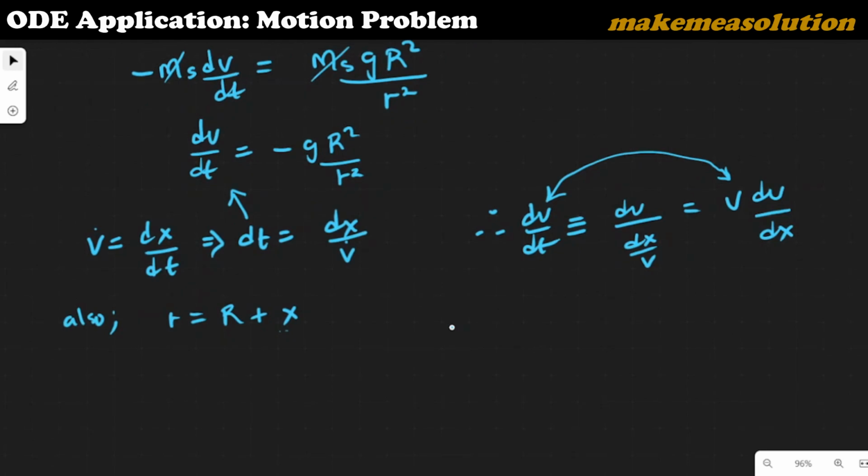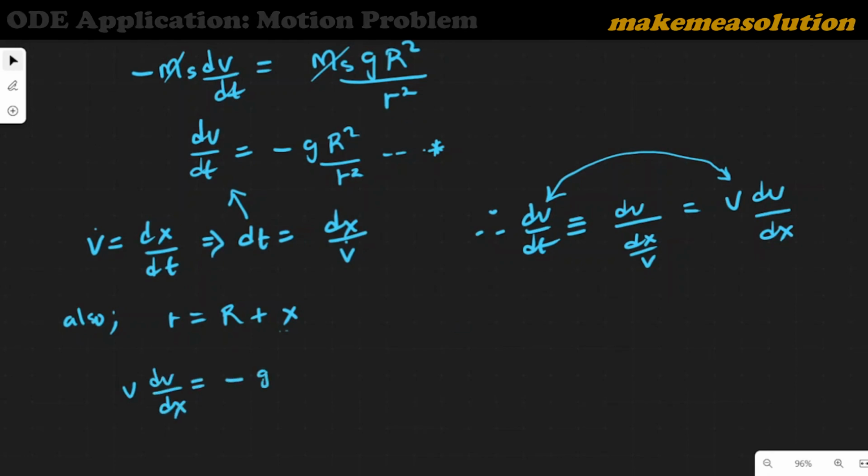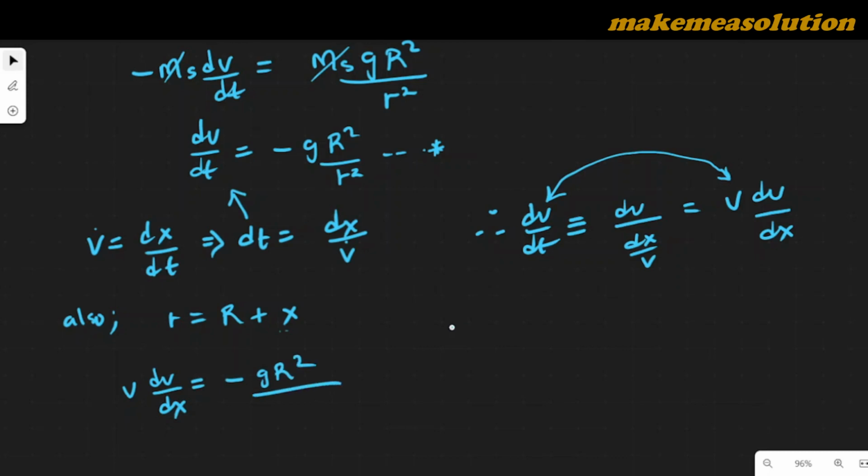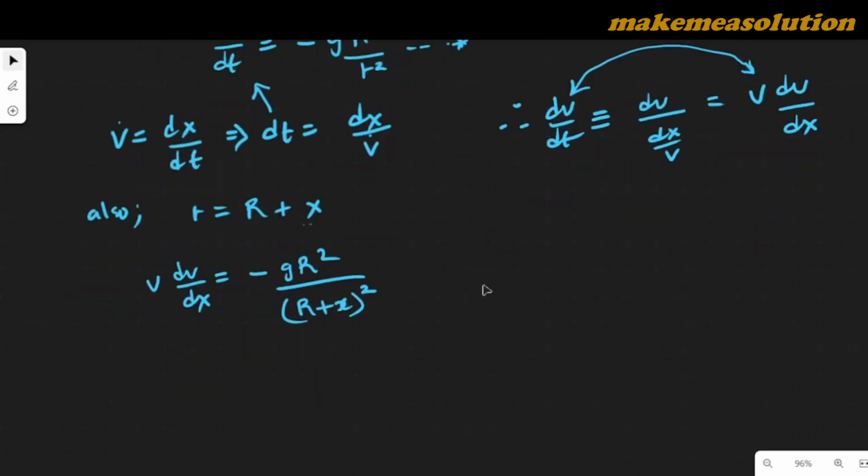So transforming this particular equation, what we now have is v dv/dx is equal to minus gR squared divided by (R plus x) all squared. Are we good? Now if you separate the variables, of course this is variable separable, you will get v dv is equal to negative gR squared over (R plus x) all squared dx.